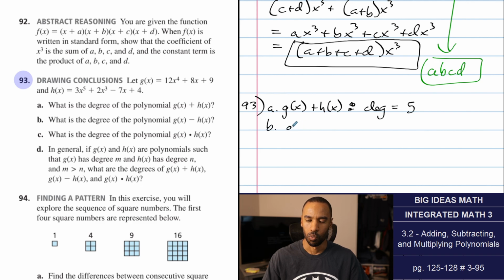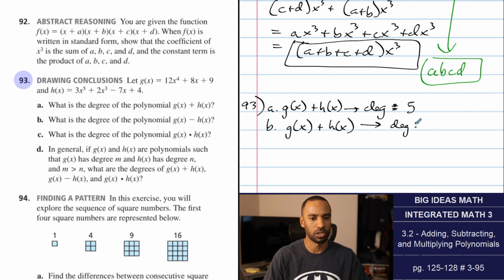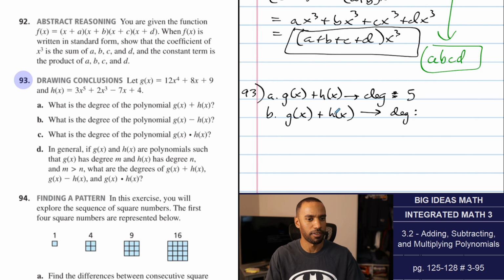Part B. What's the degree of the polynomial on this guy? I'm going to kind of change this thing. I'm going to draw an arrow. Degree is 5. Here, the degree is still going to be 5. Again, the x to the 5th does not cancel. The degree is still 5.